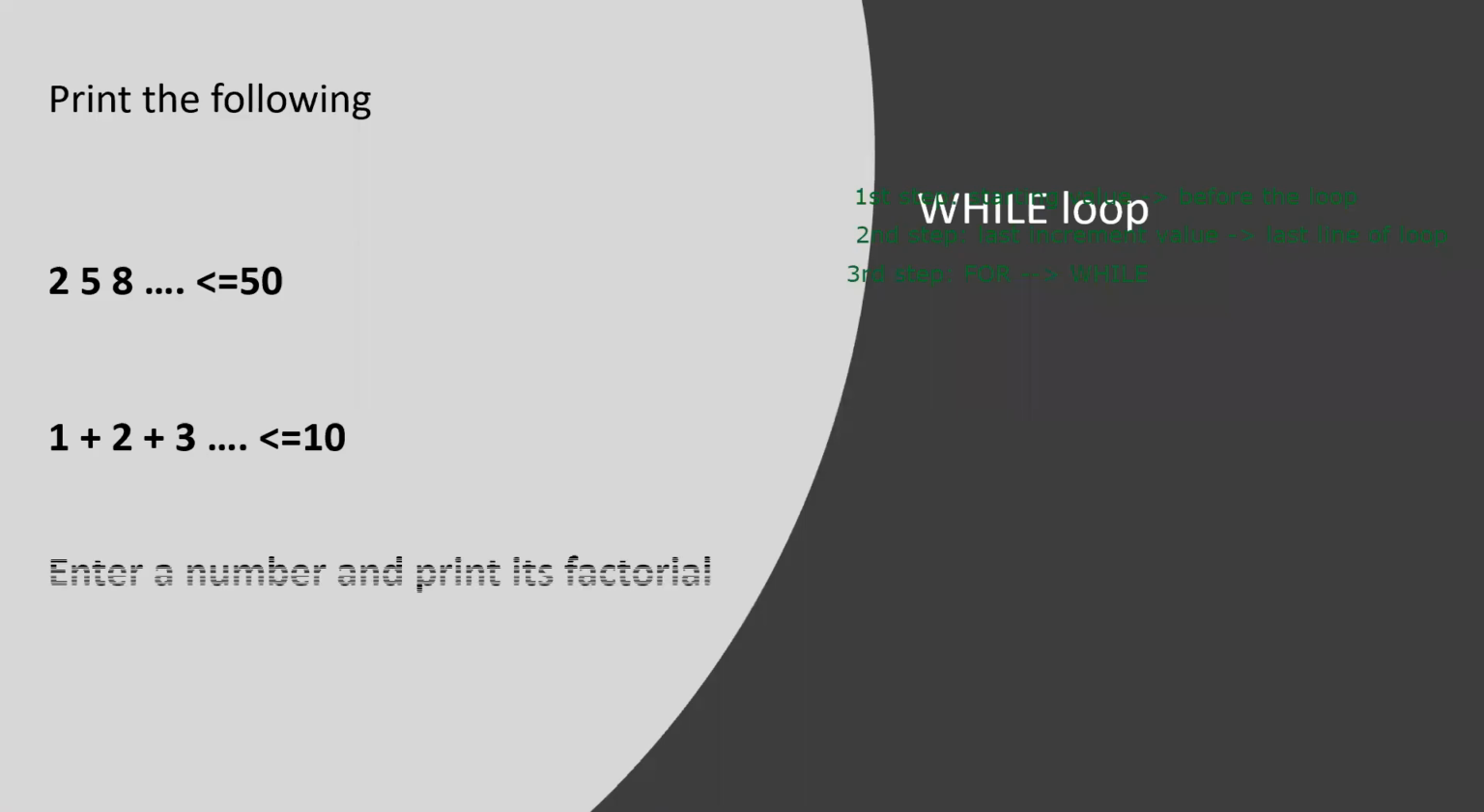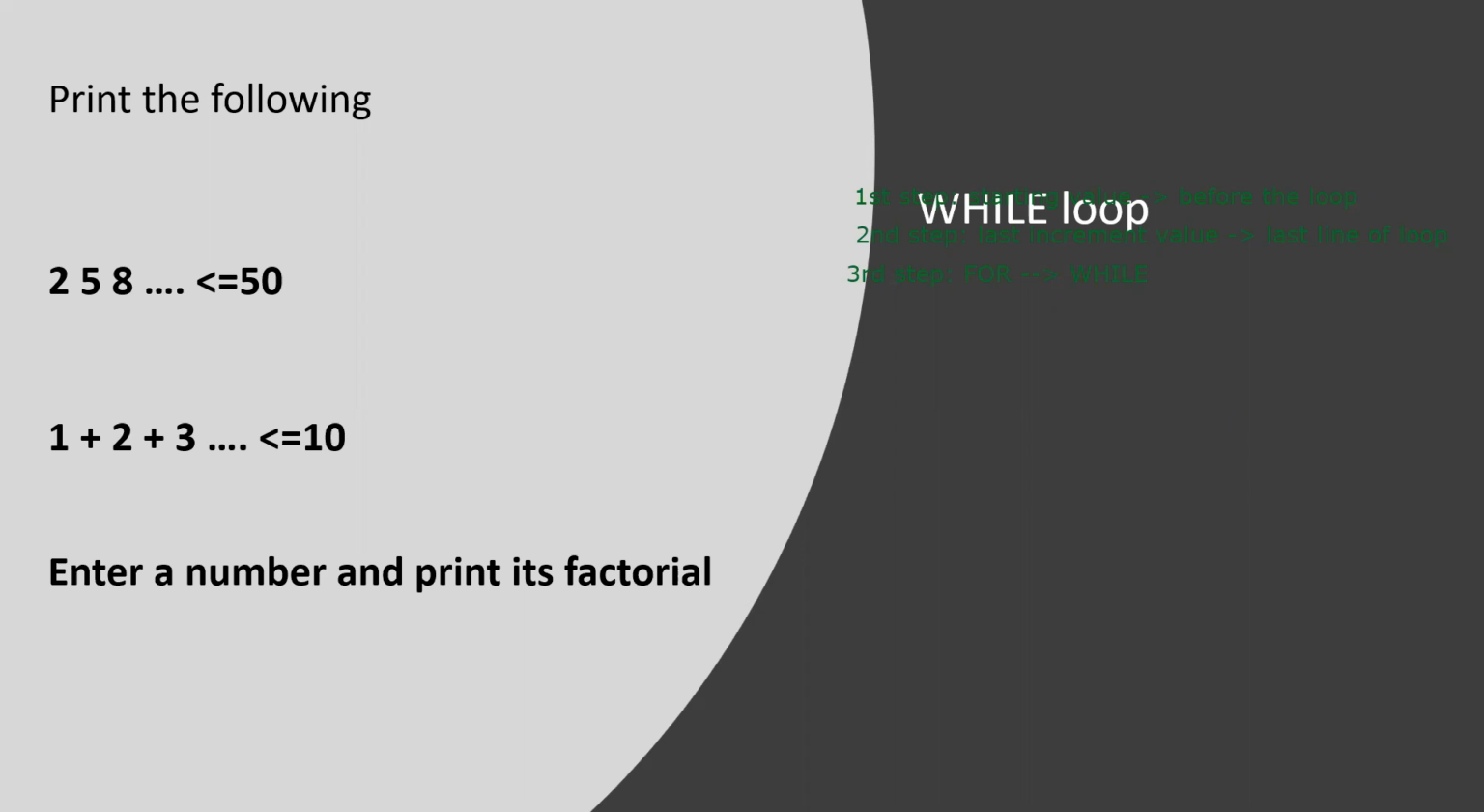If I go next, now in the for loop application, we will not be dealing with only series and patterns, those unrealistic things. We will deal with some real-time problems or real mathematical problems. Like this one: enter a number and print its factorial. So what do we mean by factorial?